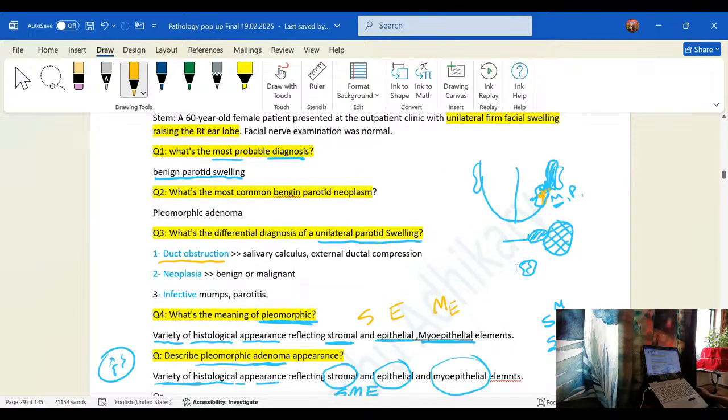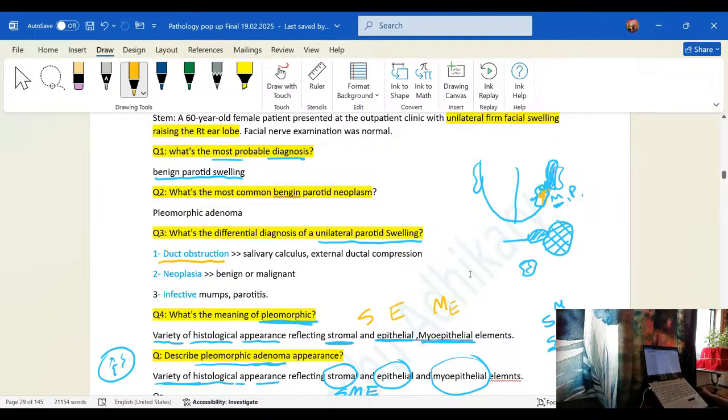What is the differential diagnosis of a unilateral parotid swelling? Infection like mumps or parotitis, neoplasm, benign or metastatic, and duct obstruction by salivary duct calculus, or external duct compression.